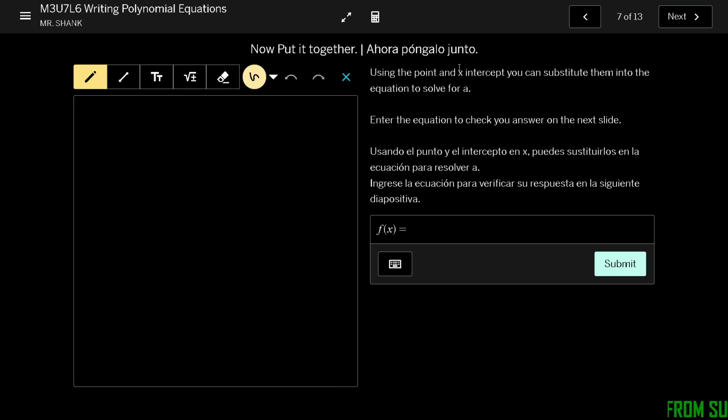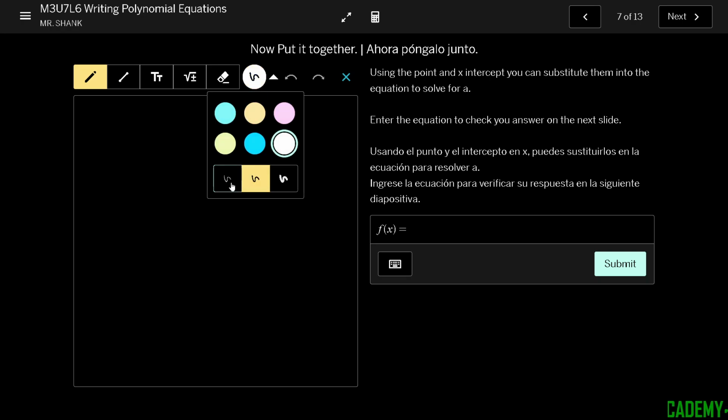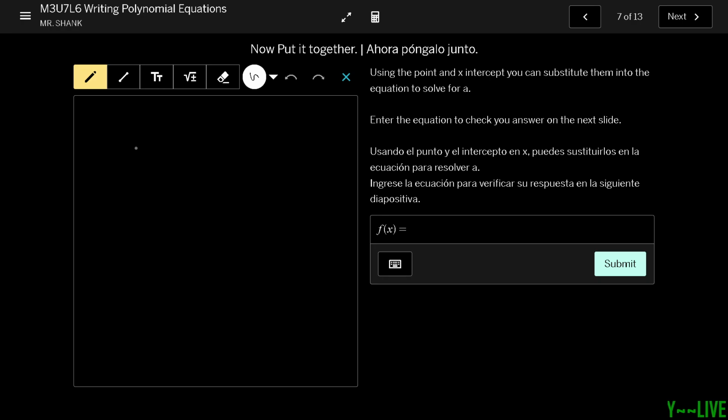All right, so now let's put it all together. I need to actually put that poster on Schoology, but what you can see is I'll have an example on there as well. And I think it's actually this example, but let's try it out. So let's put it all together. What we're going to do is write out that general form.